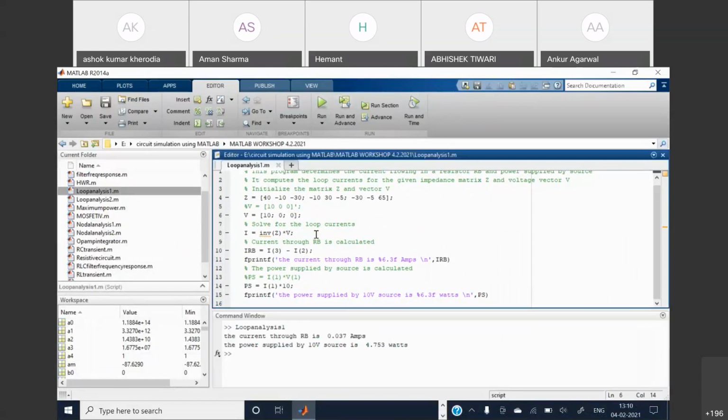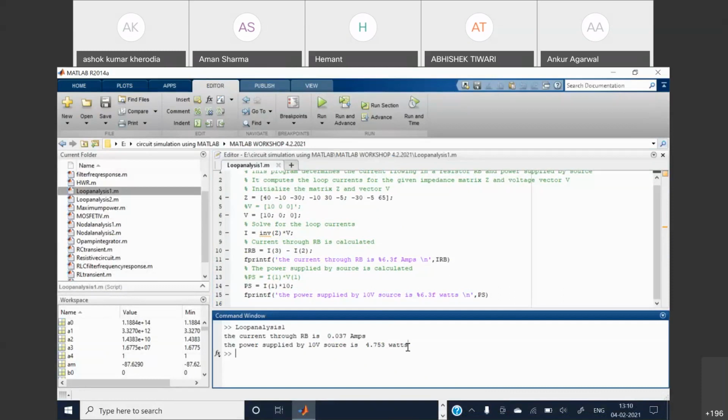You are getting this. The current flowing through RB is this much, and the power supplied by the 10 volt source is 4.753 watt. So this way you can do that.